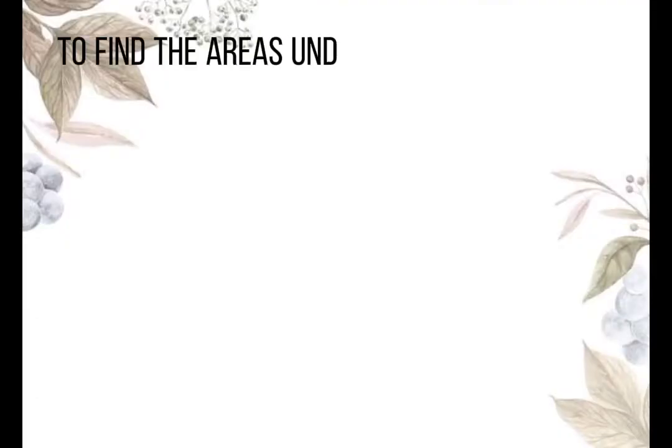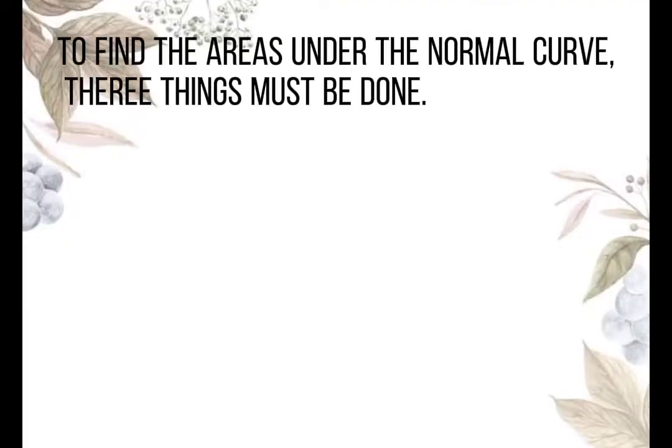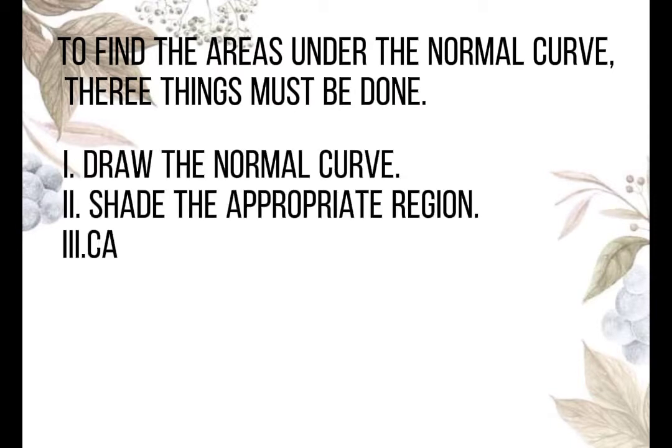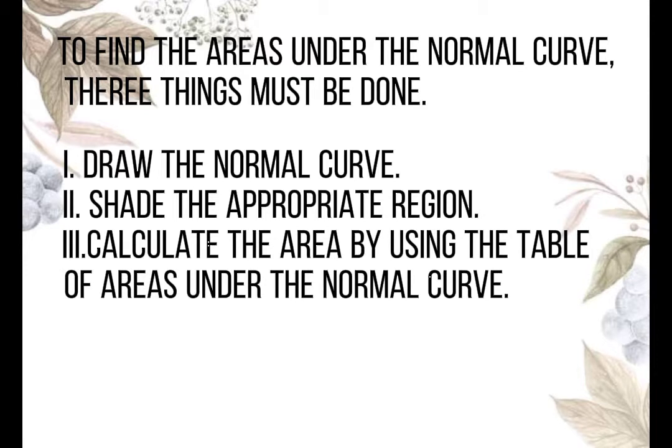To find the areas under the normal curve, three things must be done. First, draw the normal curve. Second, shade the appropriate region. Third, calculate the area by using the table of areas under the normal curve. So here are some examples.